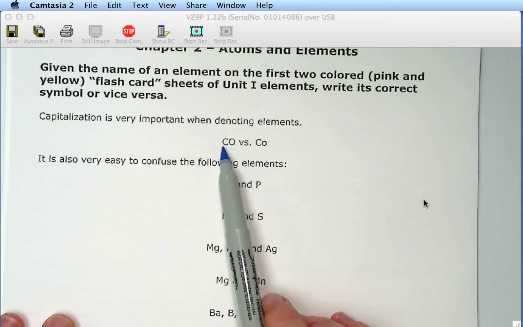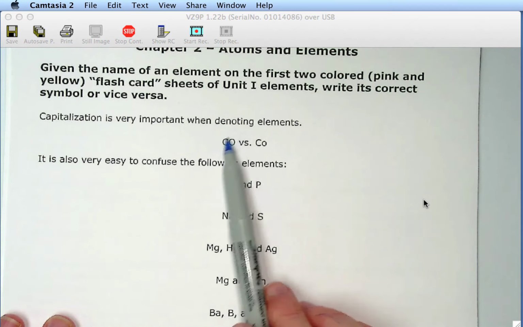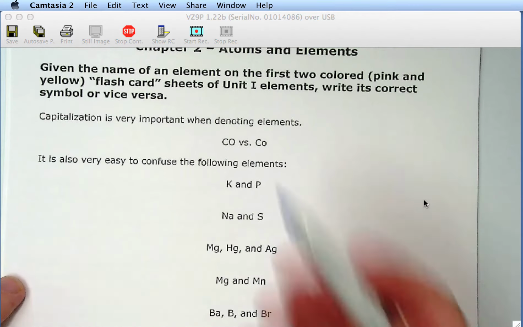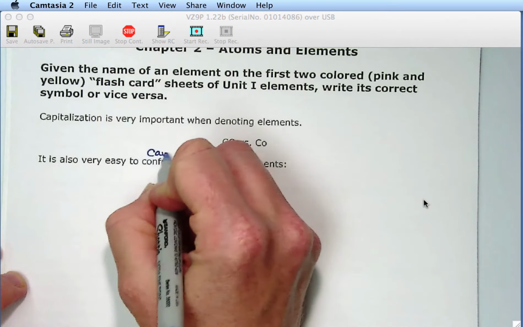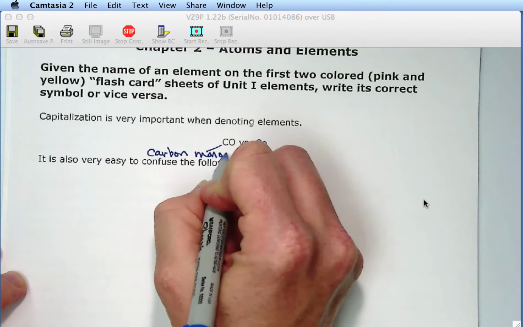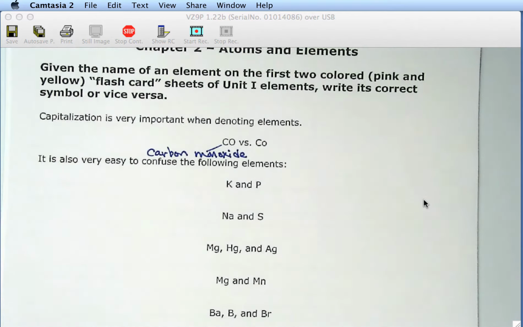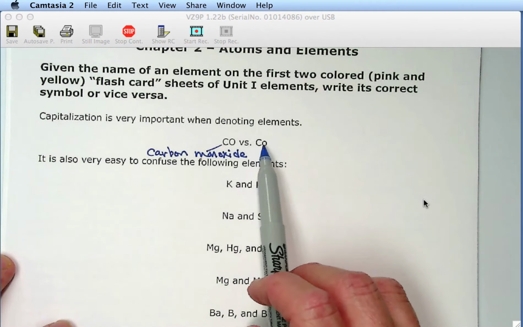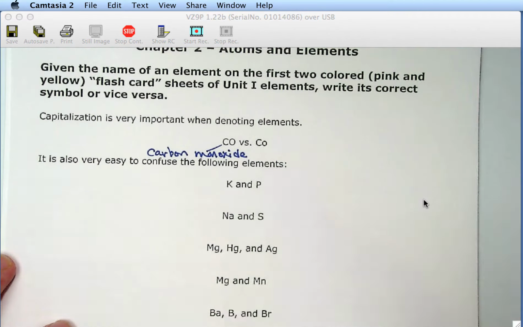So there is a difference between CO, capital C capital O, and Co, lowercase o. This is carbon monoxide. You hear about the carbon monoxide detectors in your house, which are very important. We're going to learn how to name these compounds in Unit 2. So we're not getting into formulas just yet, but we will. If you didn't capitalize the second letter, this is an element. Does anybody know what element this is? Very good, cobalt.